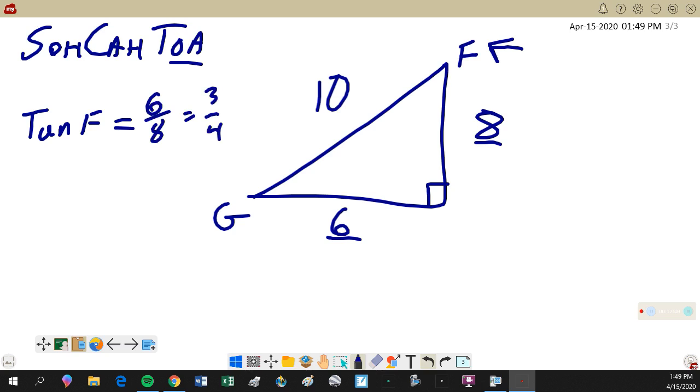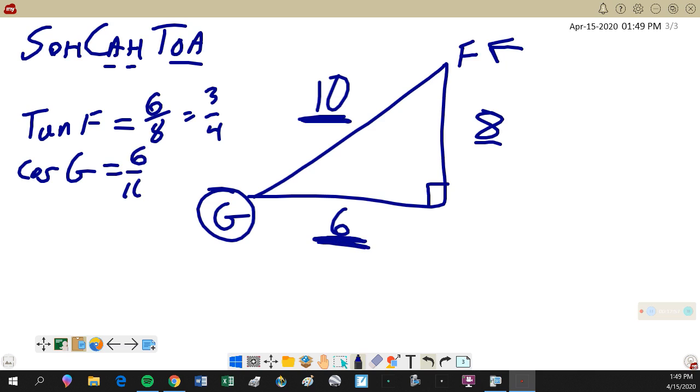Okay, what about the cosine of G? Well, if I pick angle G, A and H. So with G, this is A and this is H. So that is 6 over 10, which simplifies to be 3/5.